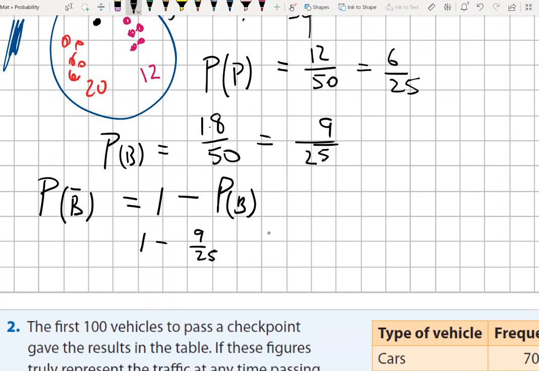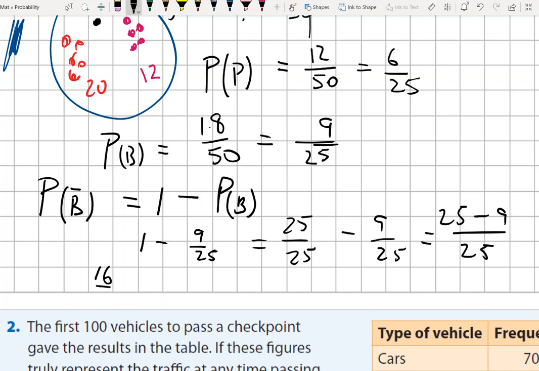Now that's a hard subtraction to do, but if we do 25 over 25 for 1, then it becomes easy. Okay, 25 take away 9 over the common denominator is 16 over 25. Or what you could do is take 9 away from 25 to get 16. And that's a quicker way of doing it. But one way or the other, the probability of not black is 16 over 25. I'm going to keep going now.